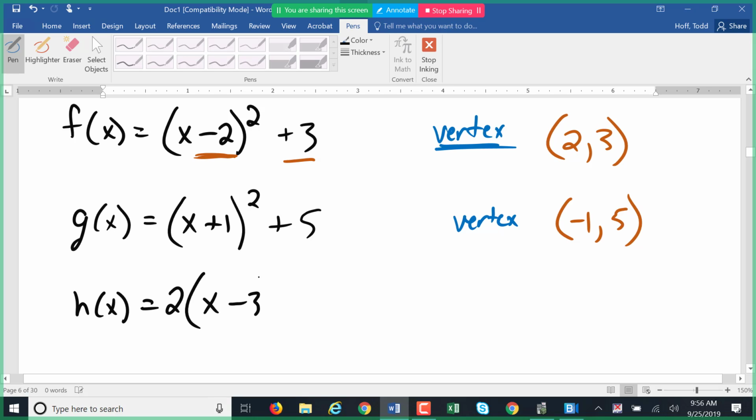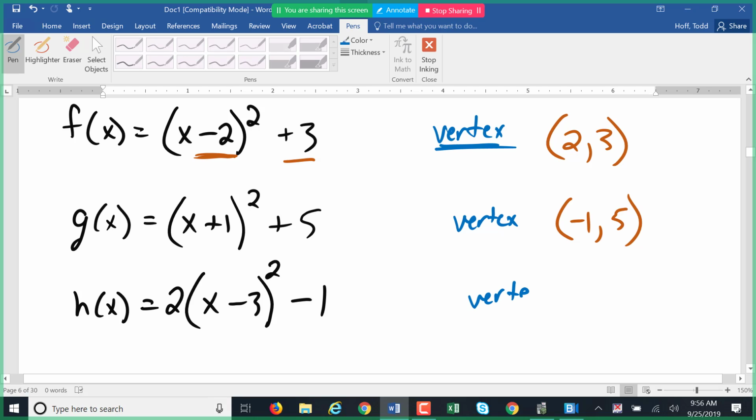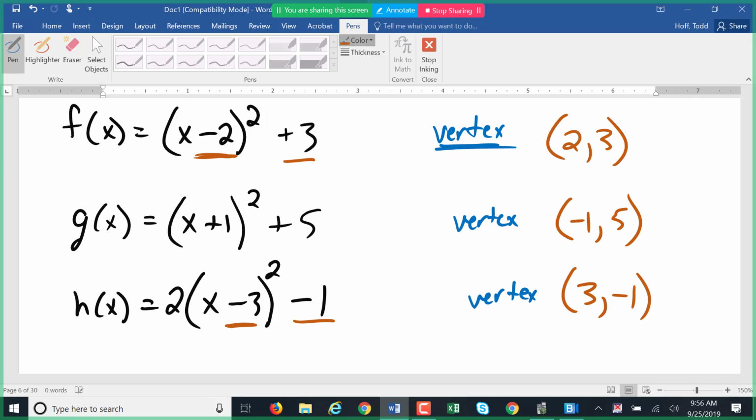If I have h of x equals 2 times (x minus 3) squared minus 1, for my vertex there, Jack, what do you get? So this tells us where the x goes. Positive 3. Yep. Perfect. 3, negative 1. Note there's a 2 up here on that one. That does not change the location of the vertex.